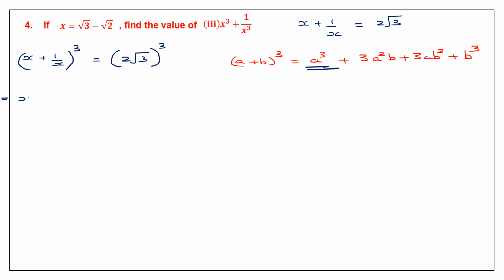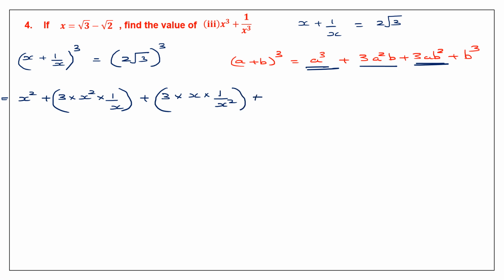That means x cube plus then we have 3a square b. 3 into a square, that is x square, into b, which is 1 by x. So this whole thing, and next part is plus 3ab square. So let's do that. 3 into a, which is x, into b square, which is 1 by x the whole square, 1 square by x square. So this is it. Plus b cube, and b is 1 by x the whole cube. Now this is equal to 2 root 3 the whole cube.